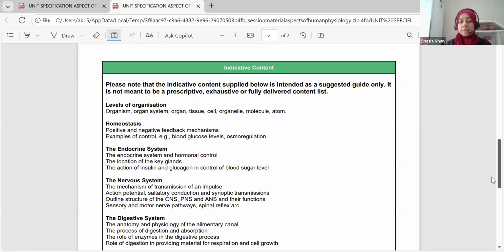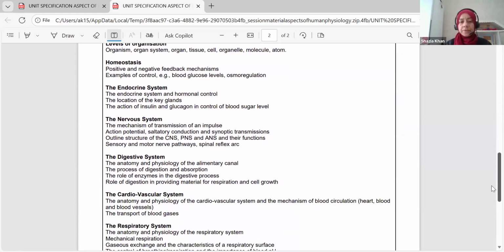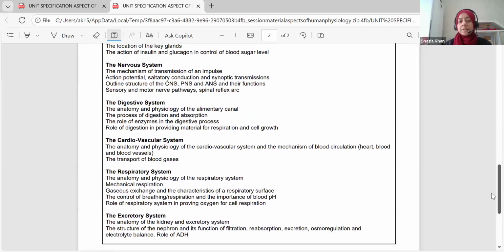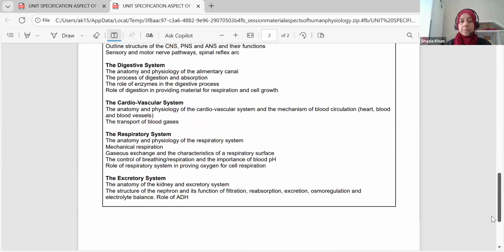We will talk about the nervous system, the mechanism of transmission of an impulse, action potential, and different types of conduction processes. Then we'll talk about the digestive system. The cardiovascular system will be discussed in detail, as well as the respiratory system and the excretory system. So this is a little bit about what this whole unit entails. Now I will give you a bit more detail about the two learning outcomes that we have for human physiology.